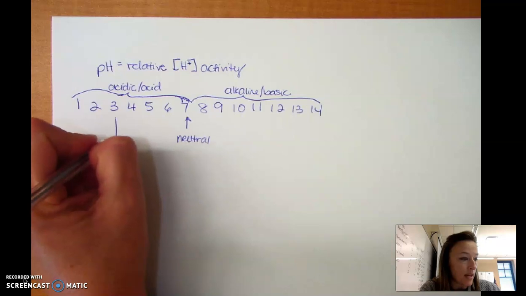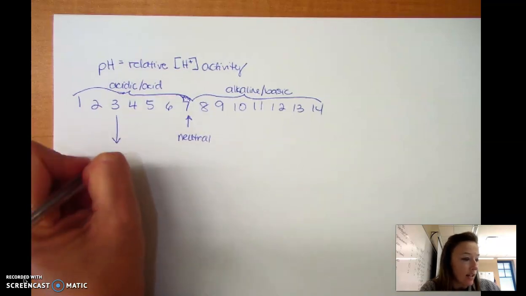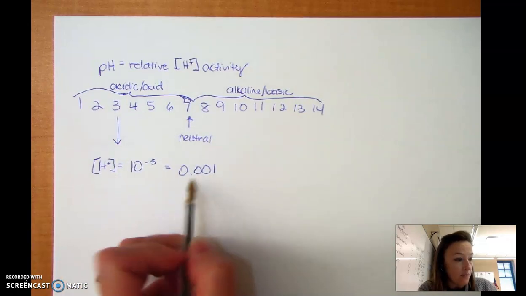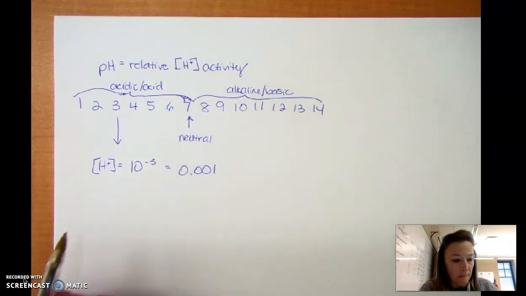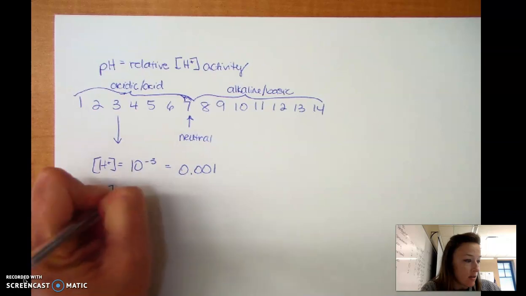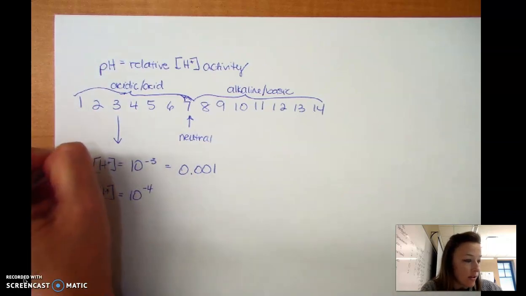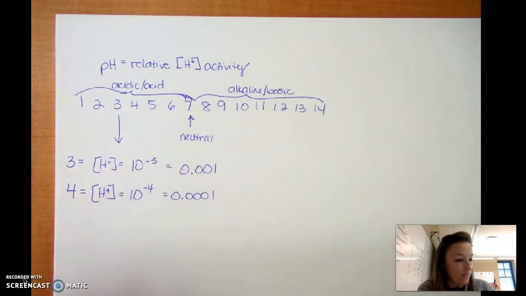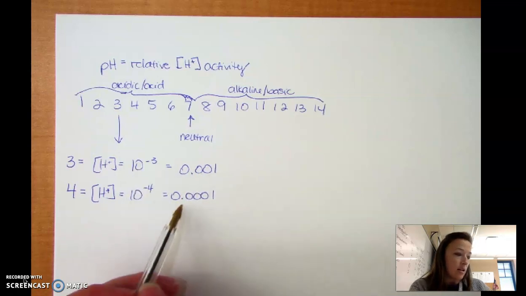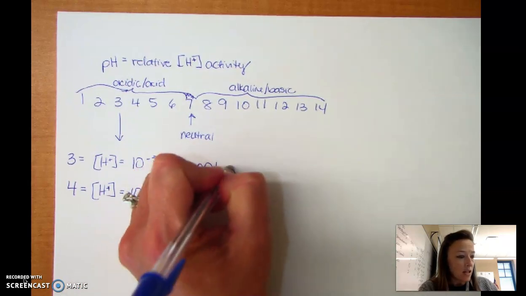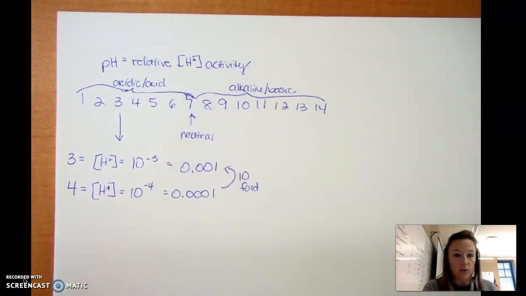So when we look at, say, a pH of 3, the hydrogen concentration activity is 10 to the negative 3, which is 0.001, because you'd be moving 1, 2, 3. Okay? So then if you were to look at, let's say, 4, that is 10 to the negative 4, which would be 0.0001. So you would multiply this bottom one times 10 to get that one. So it is a tenfold difference when you go from one to the other.